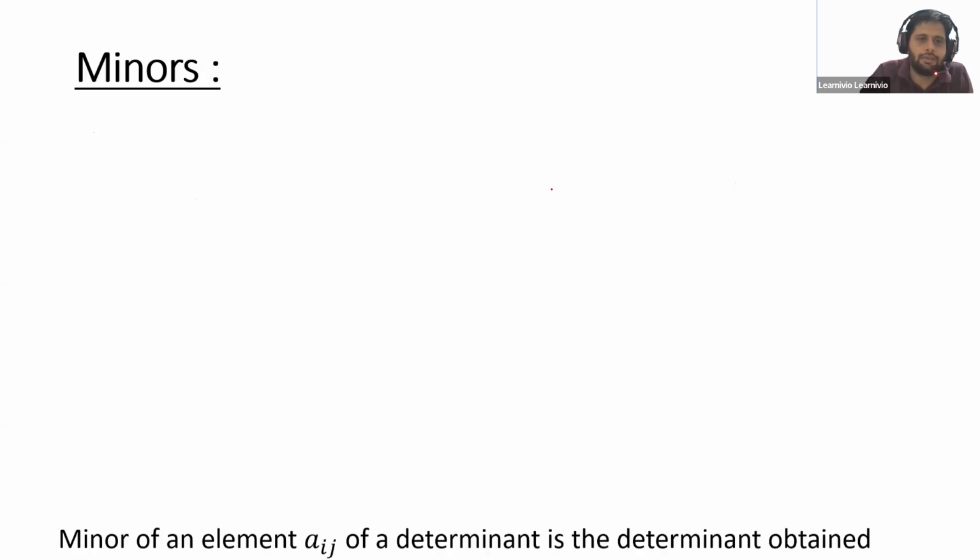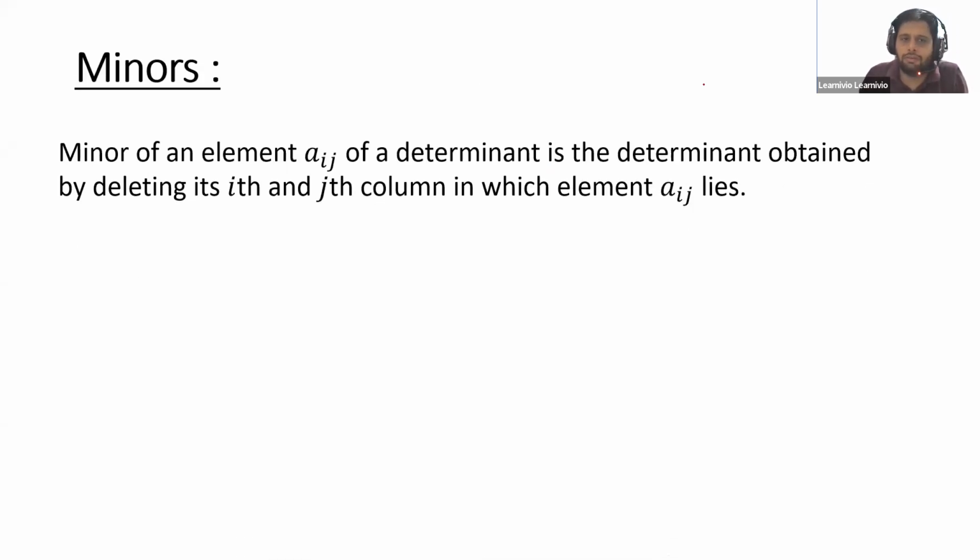Okay, next topic is minor. Minor of an element aij of a determinant is the determinant obtained by deleting its ith row and jth column in which this element lies. This is a very simple topic. So we will take an example.